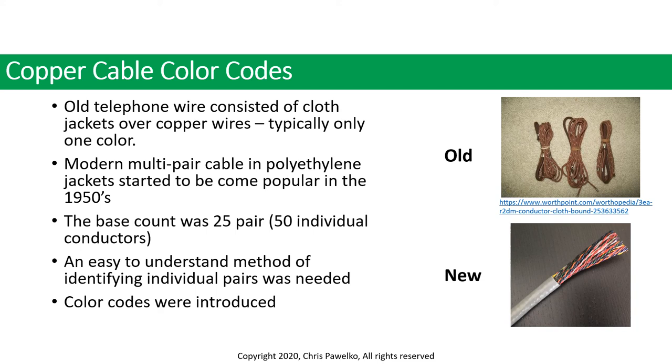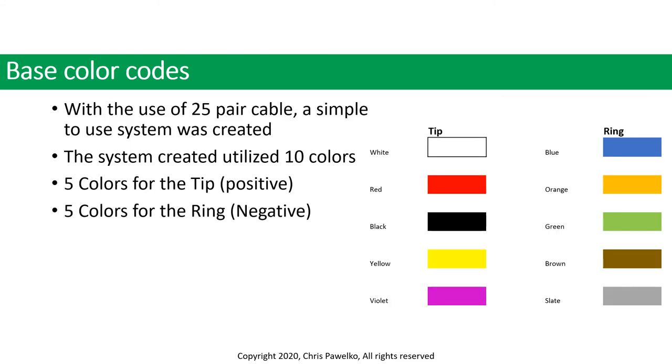So they developed a system that is based on the count of 25 pairs, so 50 individual conductors, and they wanted to make it an easy to understand method of identifying individual pairs. So that's where the modern color codes were introduced. With the use of 25 pair, a simple to use system was created. The system utilized 10 colors. Five of the colors were used for the tip or the positive wires, and the other five were used for the ring or the negative wires.